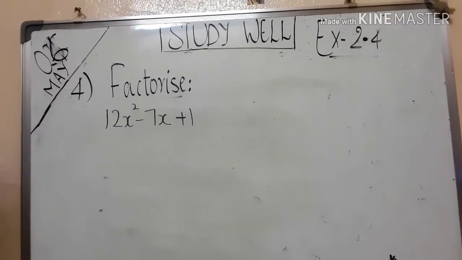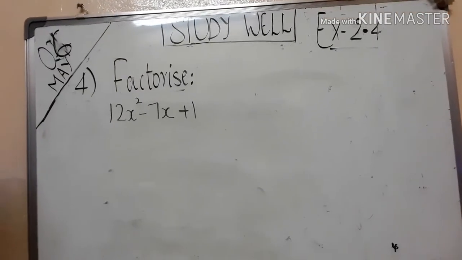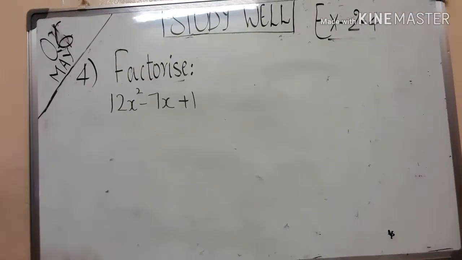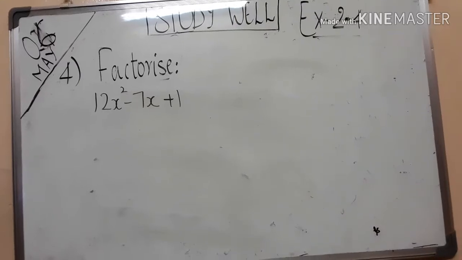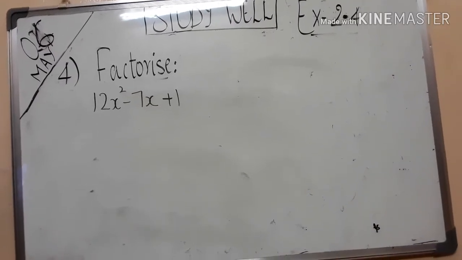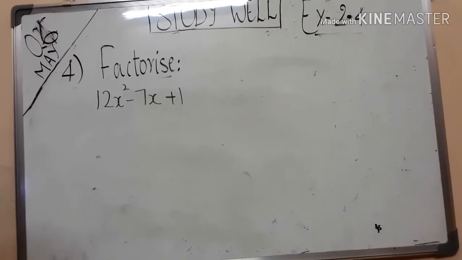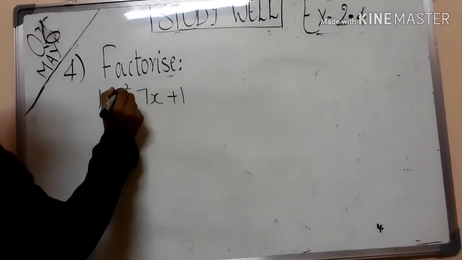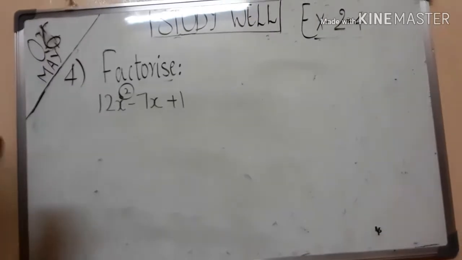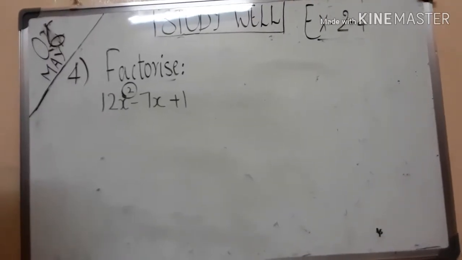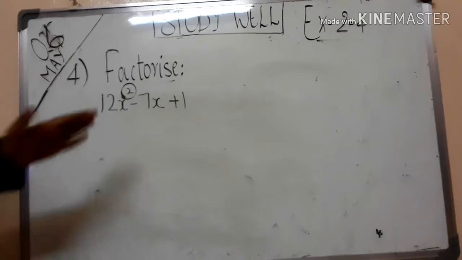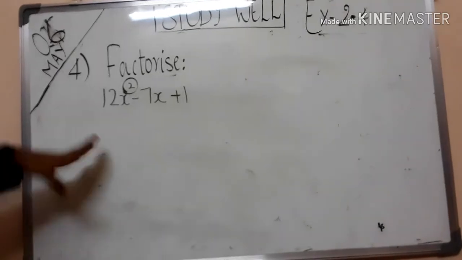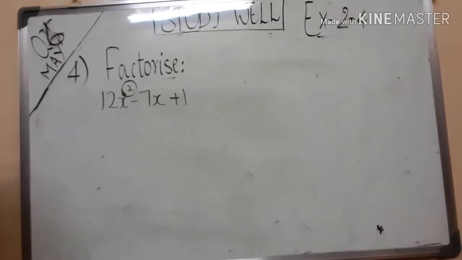Here the question is factorize, and according to the question we need to find the factors of the given polynomial. And for this particular polynomial, we need to find only two factors. Now you will be thinking, how do I know? Because its power is 2. When its power is 2, we need to find only two factors. Similarly, when its power is 3, we need to find 3 factors. I guess you have understood.